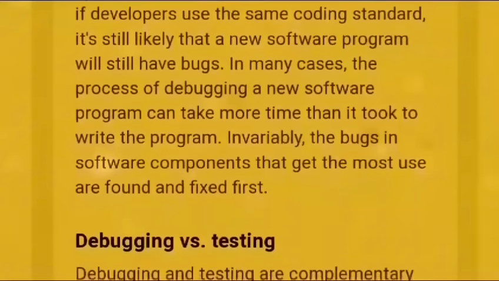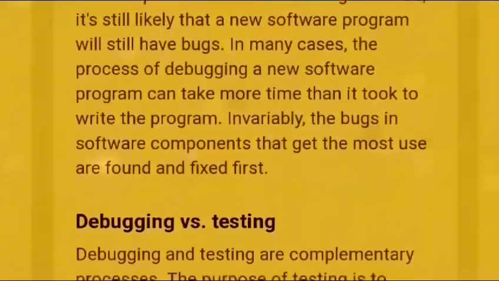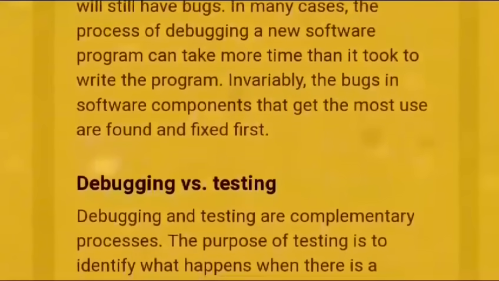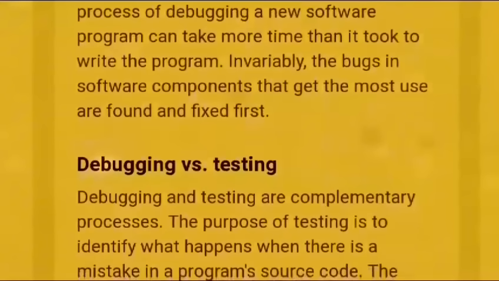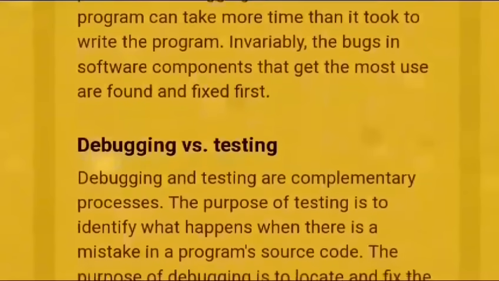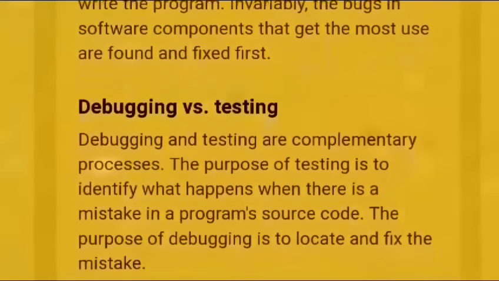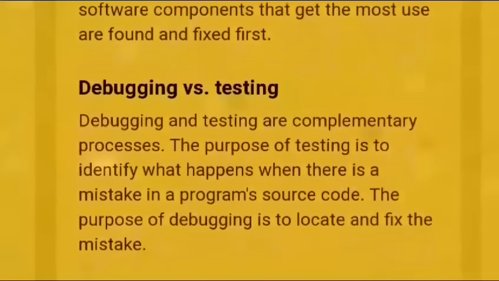Debugging versus testing. Debugging and testing are complementary processes. The purpose of testing is to identify what happened when there is a mistake in a program's source code. The purpose of debugging is to locate and fix the mistake.